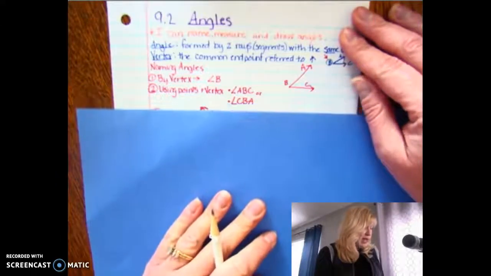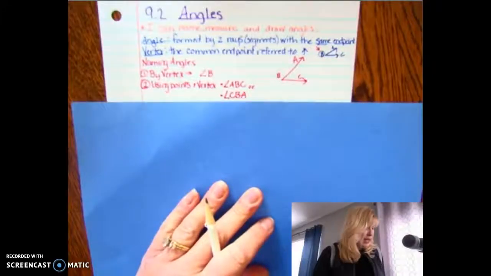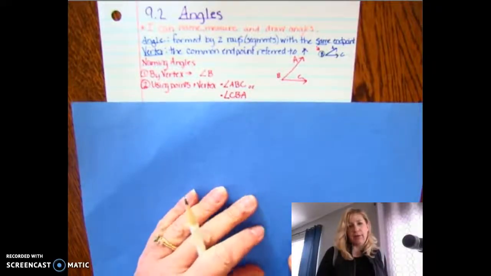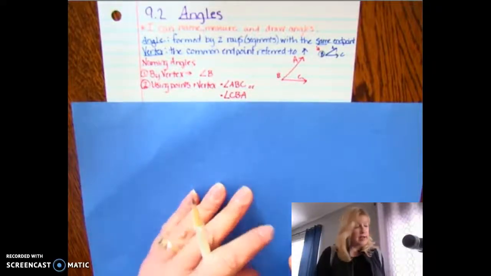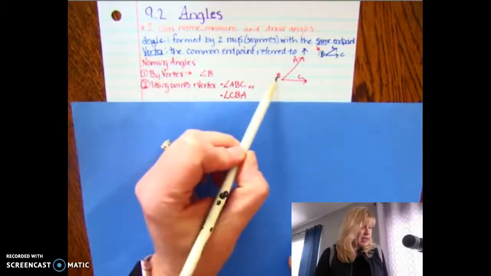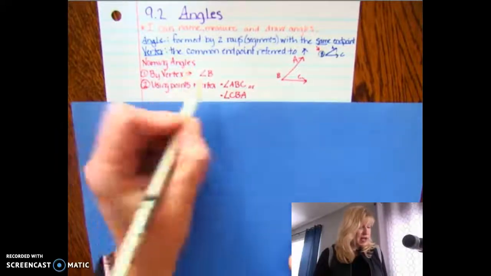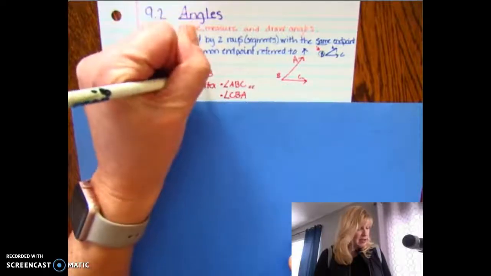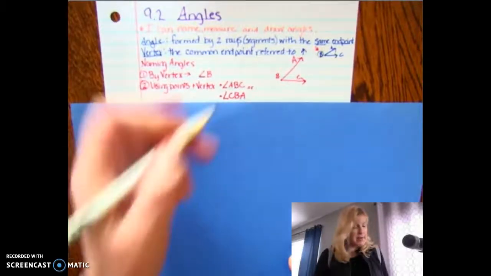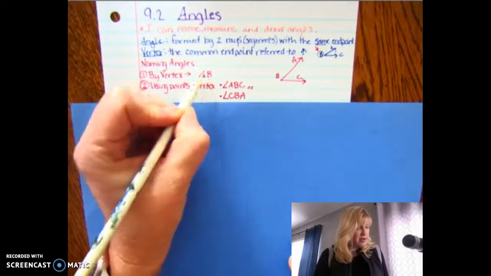So we can name an angle in three different ways. All of them are correct. So the first one is you can just simply name it by the vertex. You can't just write B, you have to write the symbol angle. So you're talking about angle B or vertex B.